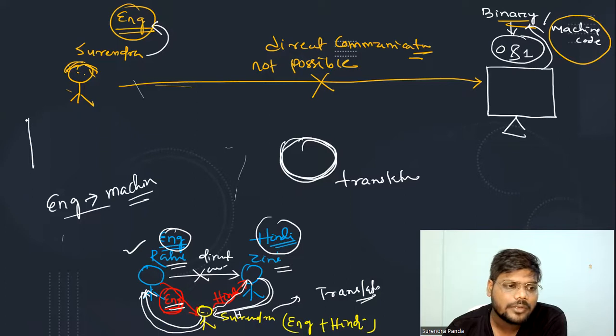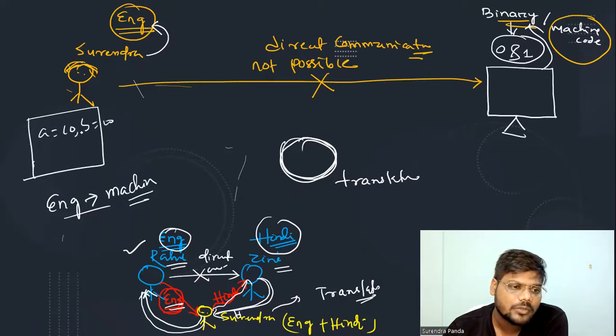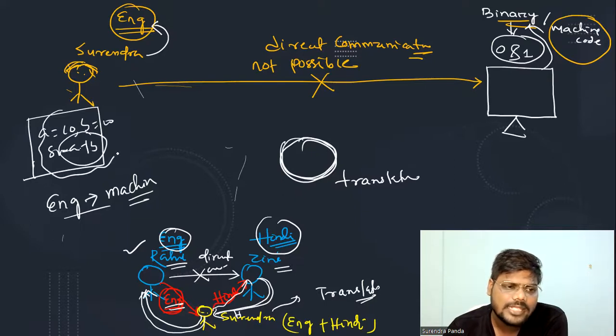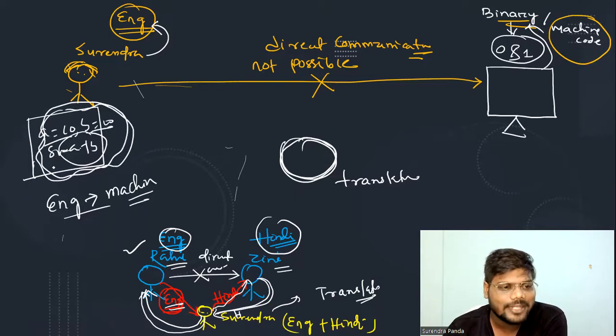See, we are going to write the code a is equal to 10, comma b is equal to 20, sum is equal to a plus b. These are, we are going to write our code in English language. It's a programming language, it's C language. But we are going to write in English language. A is equal to, b is equal to, sum is equal to, these are English.